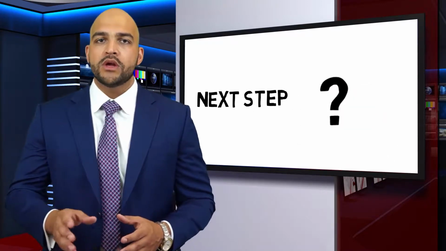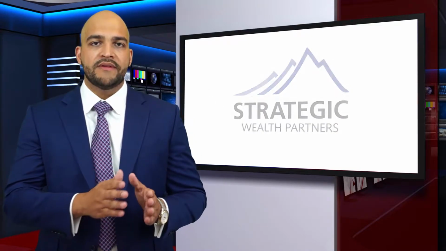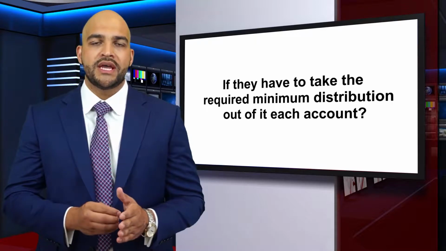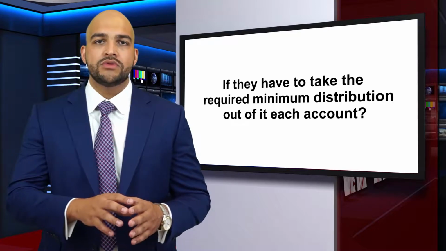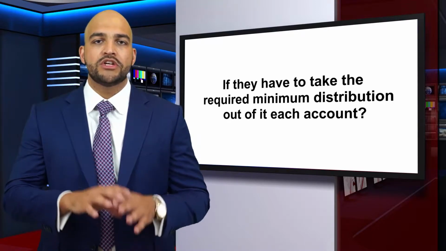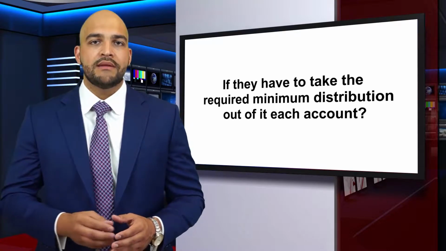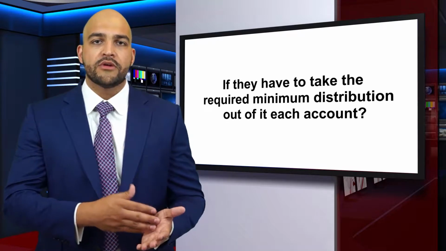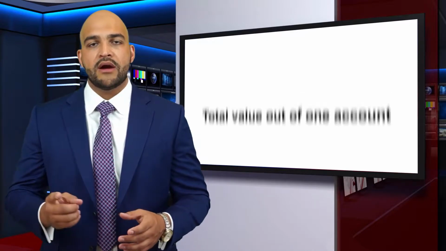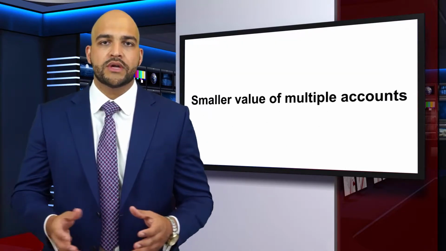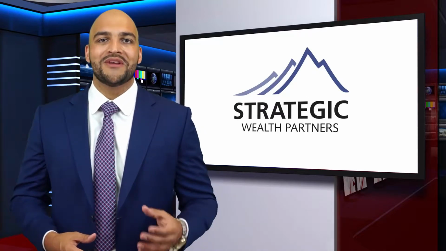And once I have determined the total value of all of those accounts, now I can move on to the next step. Before we go there though, I want to share with you something that's very important. A lot of people ask if they have to take their required minimum distribution out of each account. And the answer is that you do have to take a required minimum distribution based on the total value of all of your accounts. However, the amount can be withdrawn from either an IRA or a 401k. So you have the option, you can take the total value out of one account, or you could take a smaller value out of multiple accounts. Remember, the IRS doesn't really care how they get their money. They just want to know that they're going to get their money.